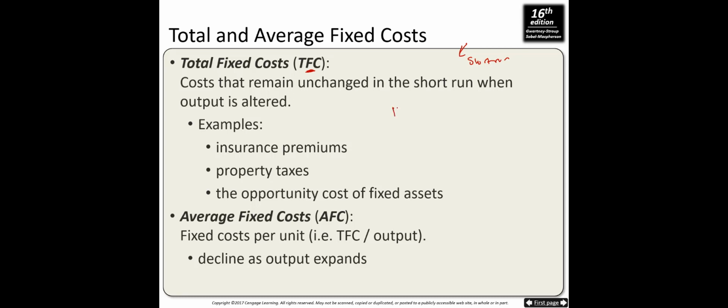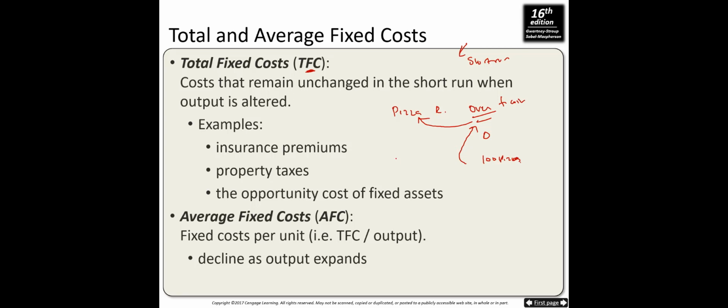Let's think about a pizza restaurant. Okay, the oven you purchase for cooking pizza is actually a fixed cost. Why? Because you either produce 0 pizza that day, keep it closed, or 100 pizzas, you have to pay for the oven, okay? So costs that remain unchanged in the short run when output is changed are called fixed costs.